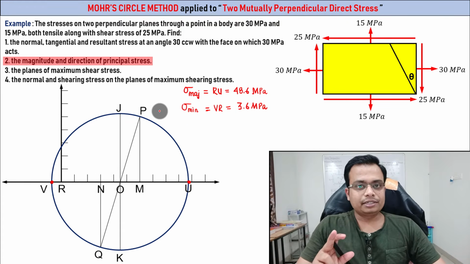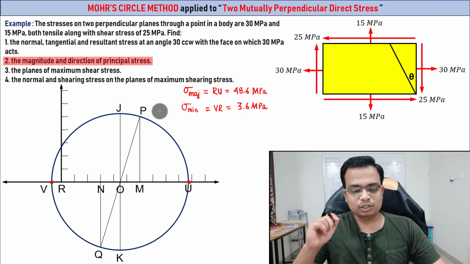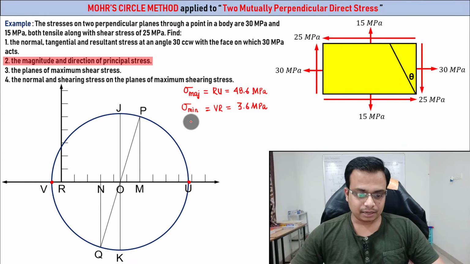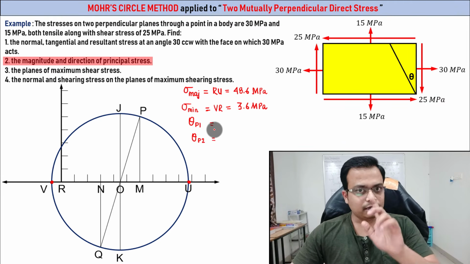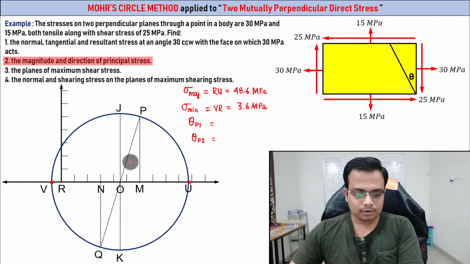We are also interested in locating the position of principal planes. One is going to be theta P1, on which there is going to be a principal stress, and again where there is going to be another principal plane and there is going to be another principal stress, one major and one minor. Just take a careful look. With respect to OP, always try to make measurements with respect to OP. Okay, that's the first. Let's say this is for minor.